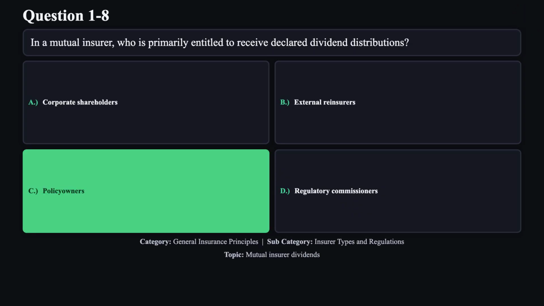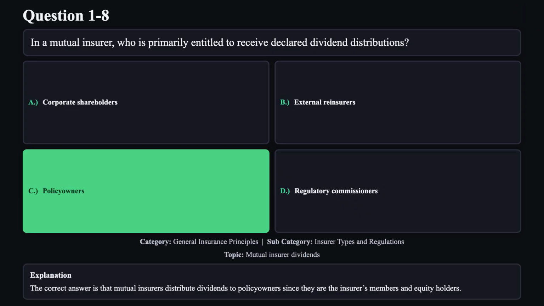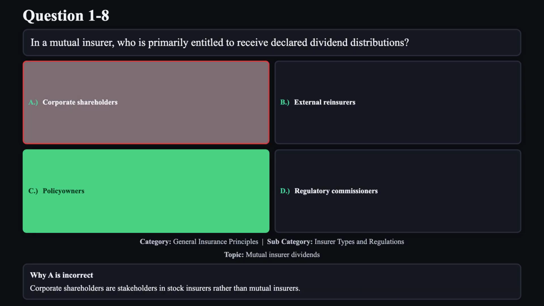The correct answer is C. The correct answer is that mutual insurers distribute dividends to policy owners since they are the insurer's members and equity holders. Reason A is not correct. Corporate shareholders are stakeholders in stock insurers rather than mutual insurers.